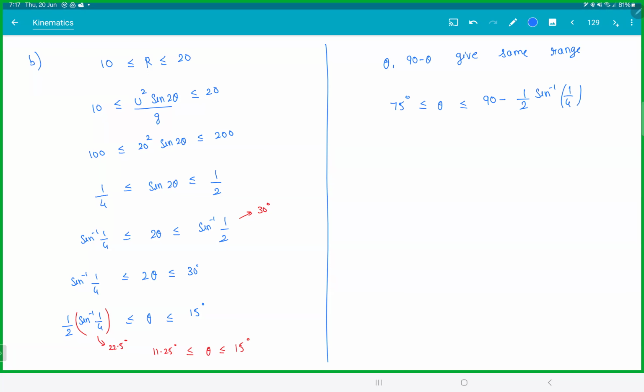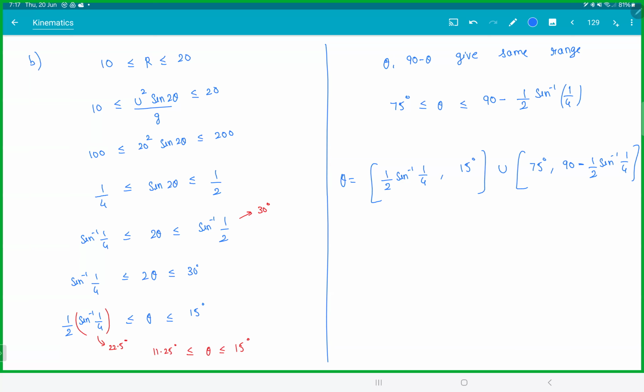Isn't it? Theta and 90 minus theta will give the same range. So your answer would be theta in half of sine inverse 1 by 4, comma, 15 degrees, union 75 degrees, comma, 90 minus half of sine inverse 1 by 4. You can leave the answer in sine inverse 1 by 4. That 22.5 is not a standard result. They have to give it in the exam.